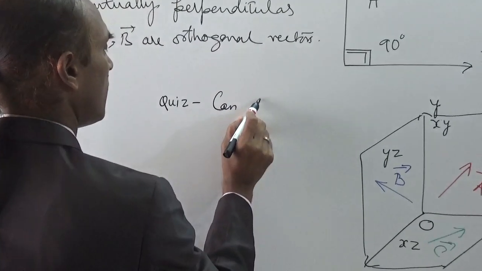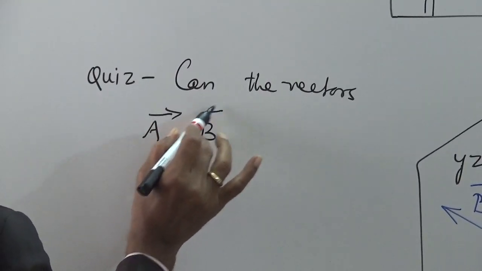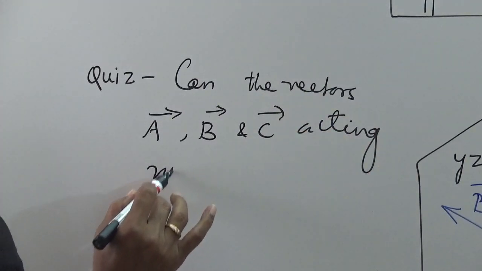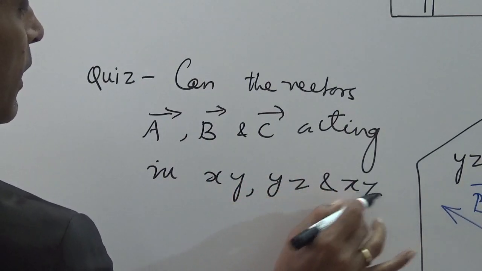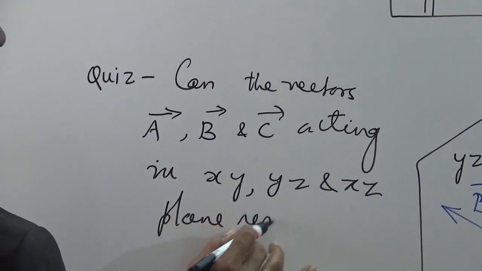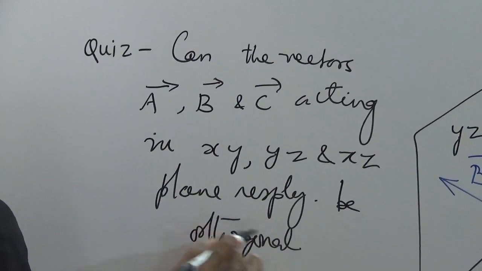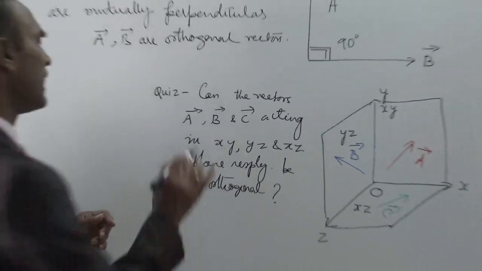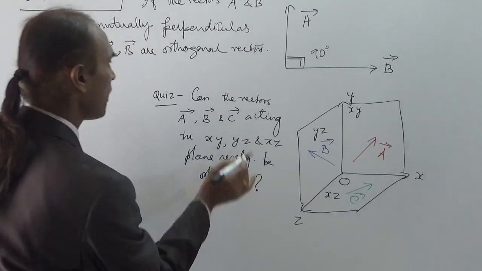Can the vectors A, B, and C acting in xy, yz, and xz plane respectively be orthogonal vectors? You can answer this question, but I can give you another example of orthogonal vectors.